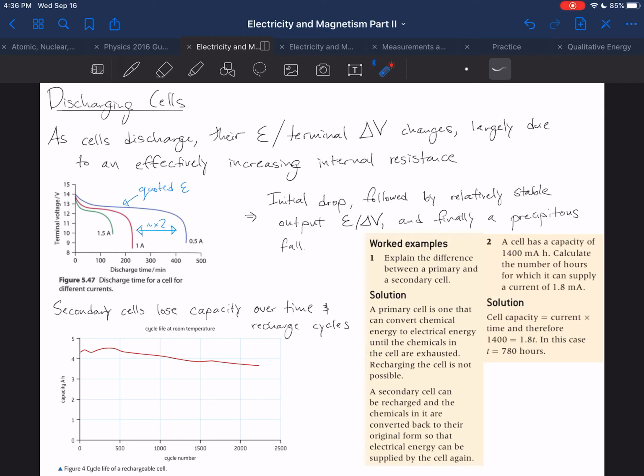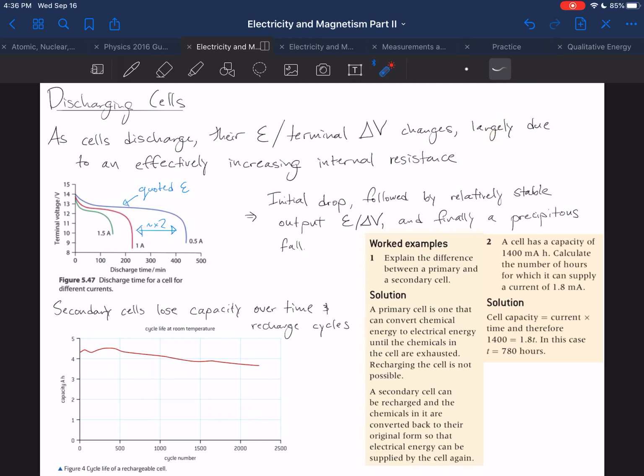But the idea is that as cells discharge, their EMF and terminal potential difference, in which case we mean terminal potential difference, but often people will just discuss the EMF, changes, largely due to an effectively increasing internal resistance. Remember that when we hit internal resistance, we were modeling the internal resistance as being constant. This is one of the ways in which it's not.